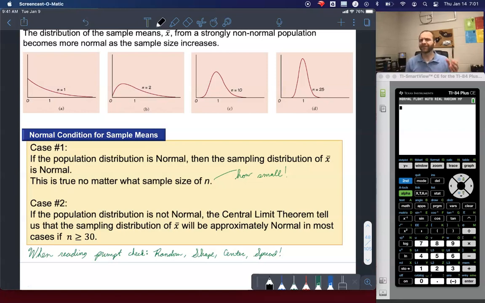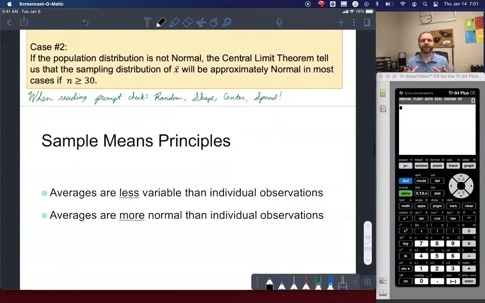So why sampling distributions? Well, sample mean principles. Averages are less variable than individual observations. And just think about that for a minute. You have a population, and if you grab one person, an individual observation from that population, it's going to have a large variability. Because you grab one person, and let's say somebody else grabs another person. I mean, you're just grabbing one person from an entire population, and you're looking at that. Now, that has a large variability.